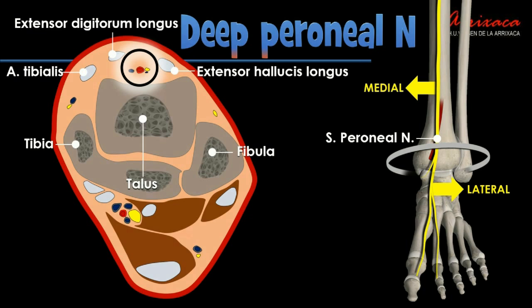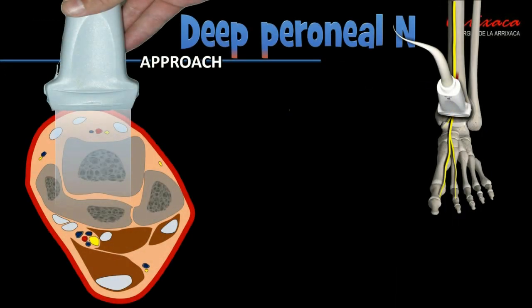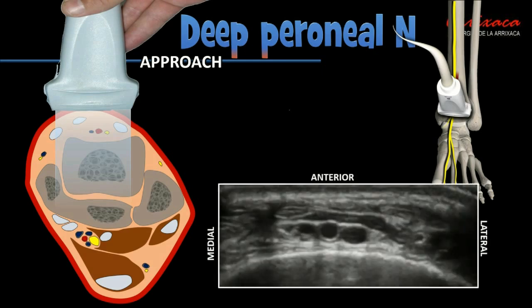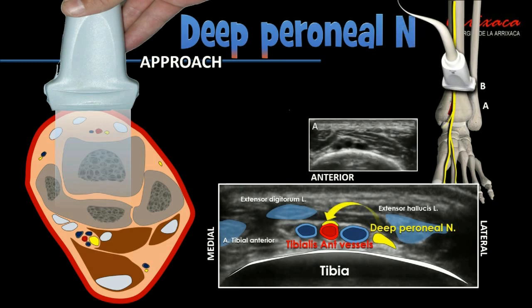The nerve is located medial to the anterior tibial artery and crosses over it at the level of the ankle joint, becoming lateral. We recommend doing the scan in reverse, placing the transducer on the anterior aspect of the ankle while identifying the anterior tibial artery and the vein. We then move the transducer in the cephalic direction until it passes over the artery, becoming medial.